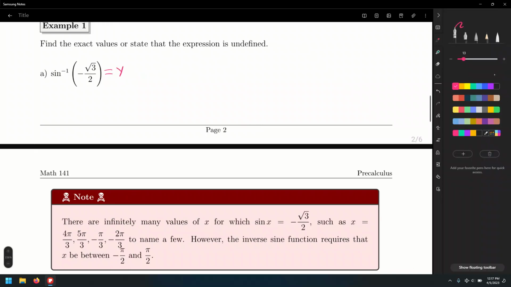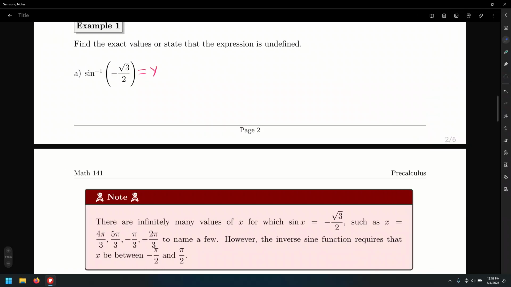What I'm going to do here is the following. This statement implies the following. This implies that sine y equals negative root of 3 over 2.